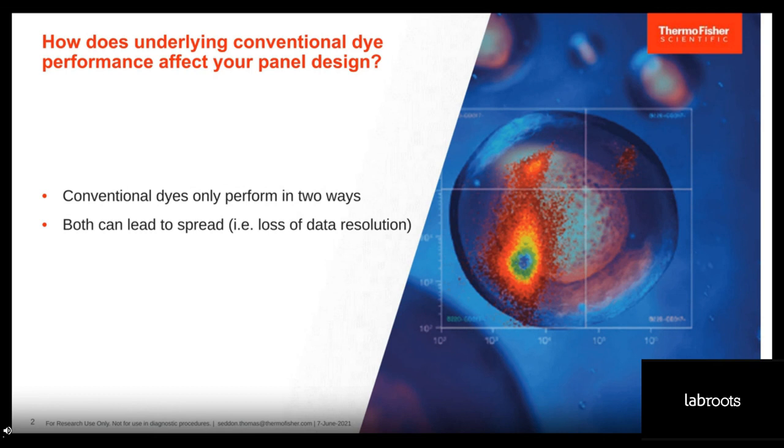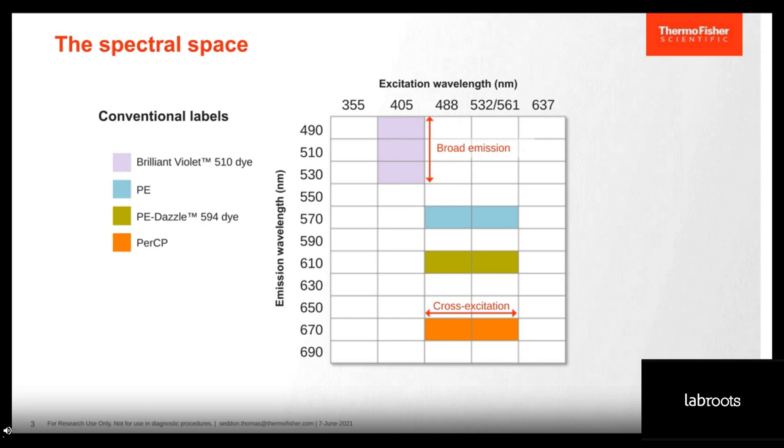So conventional dyes really only perform in two ways, and both can lead to spread, which is really loss of data resolution. If you think about the spectral space, you can see there are a few different dyes. Something like Brilliant Violet 510 emits broadly across the violet spectrum, but it's not really cross-excited, though it is using up some detectors that you might otherwise be able to use. And then there are other dyes like PE or PE tandems as well as PerCP that are cross-excited by both the blue and the yellow-green laser. Again, that takes up space that you could use to detect biological markers if you weren't using up both the blue and the yellow-green spots.